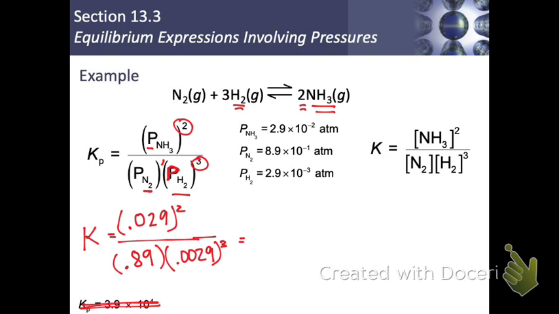So be really careful with our order of operations here. We want to do that exponent first. And I got a value that's pretty large: 3.9 times 10 to the 3. Yep.